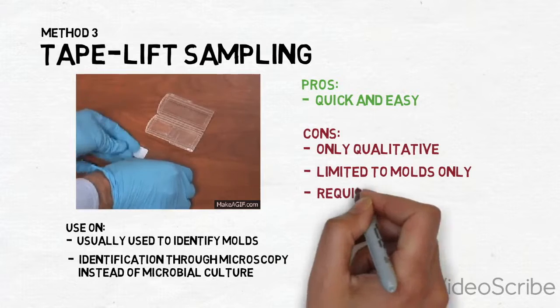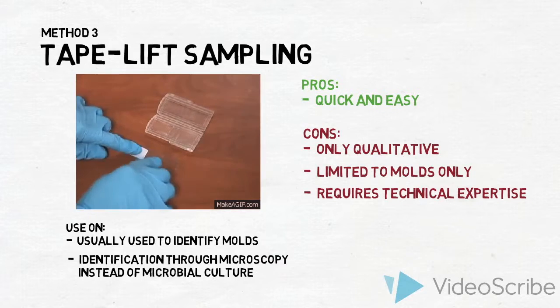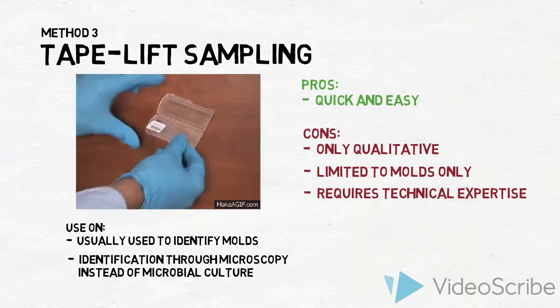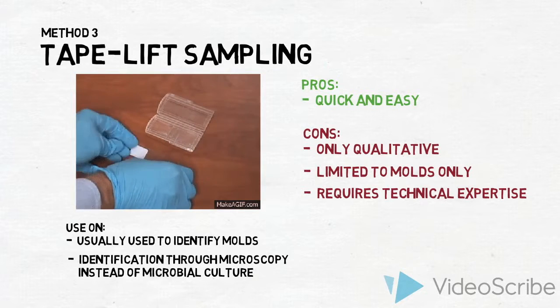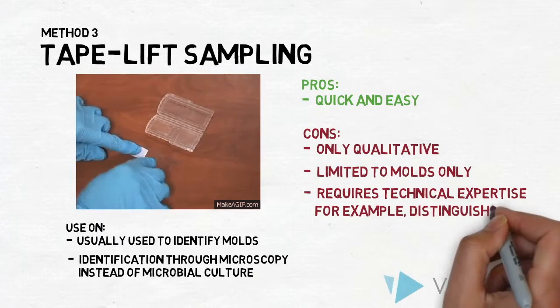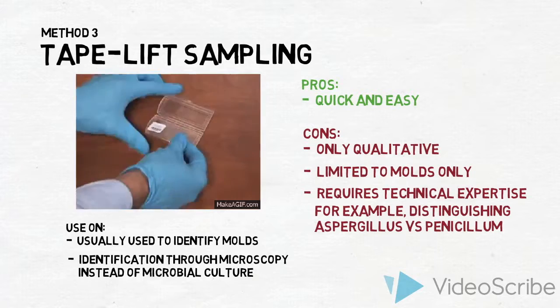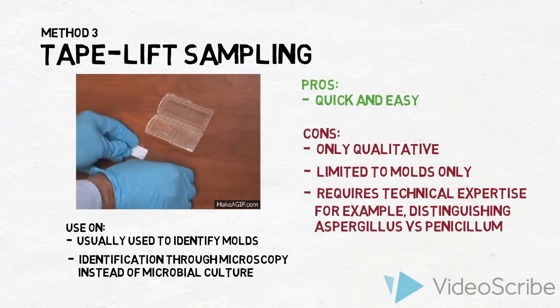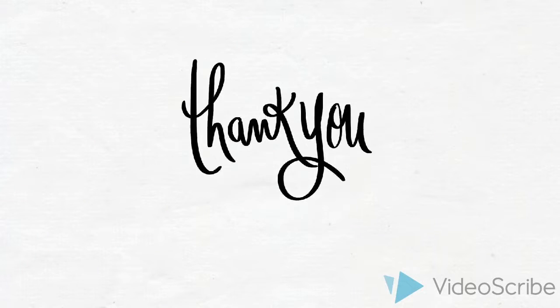It requires expertise to distinguish between spores, since most of the same genus are similar in appearance. For example, it is often difficult to distinguish between Aspergillus and Penicillium. With that, we have come to the end of our mini review on the usage of surface sampling.